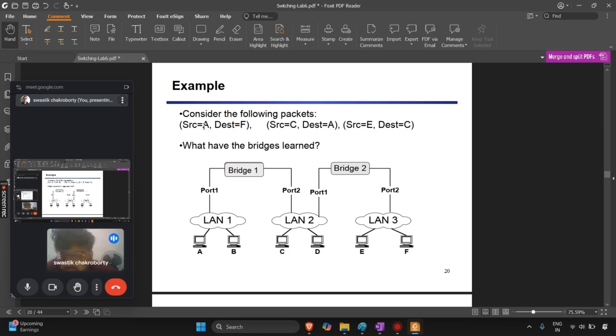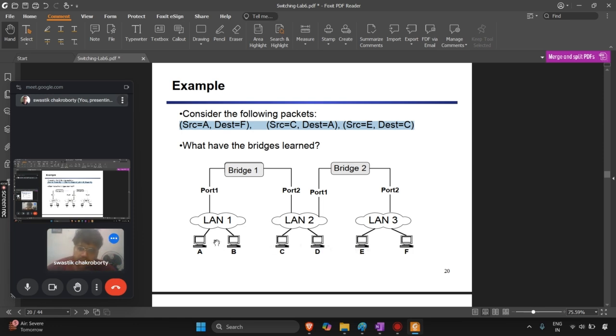If there is a source A packet which goes to F, that means A is addressable by the LAN. And then there is source C and source E. So A goes to F, C goes to A, and E goes to C. Now from there, it will note that there is a LAN which connects A to B, a LAN which connects C to D, and a LAN which connects E to F.